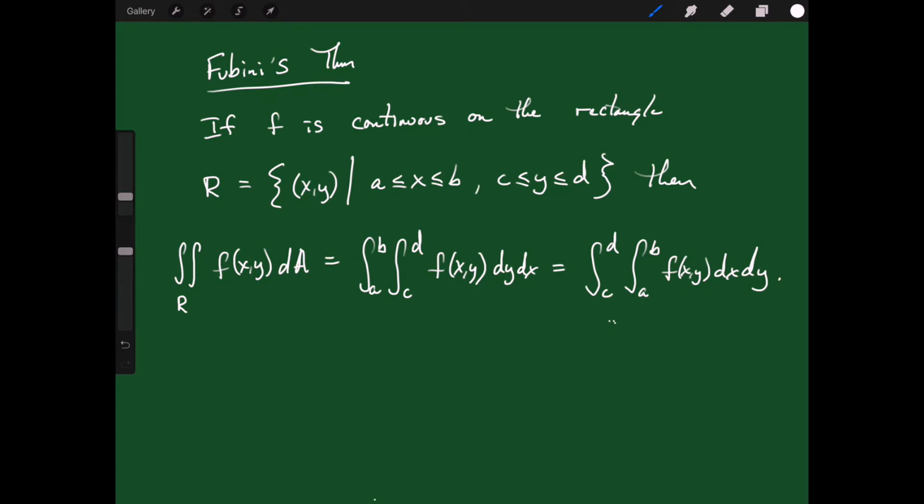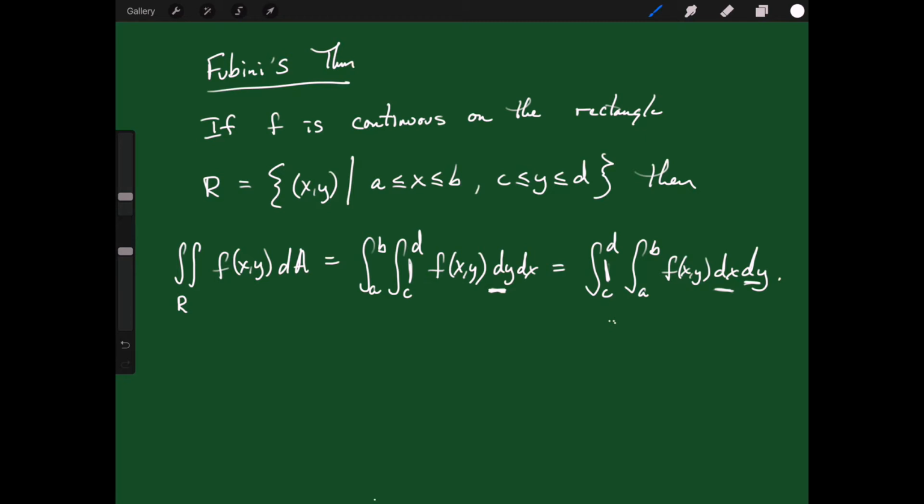So it doesn't matter what order I do the integral in, whether I take the antiderivative with respect to y first or with respect to x first. You can do it either way, but it does matter that you match up the intervals. In other words, c to d happens in the y direction, here and here.